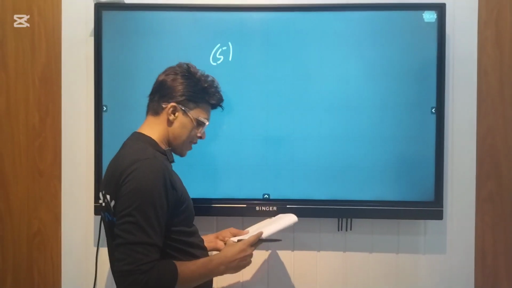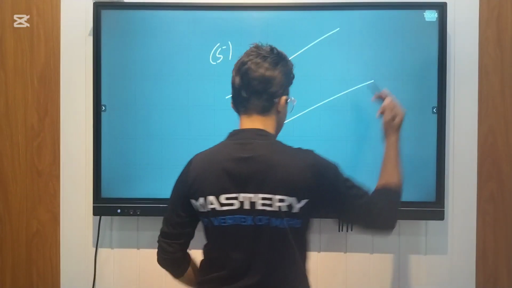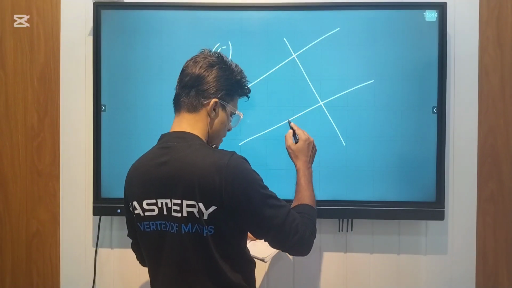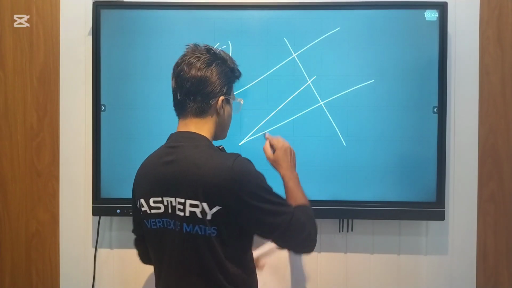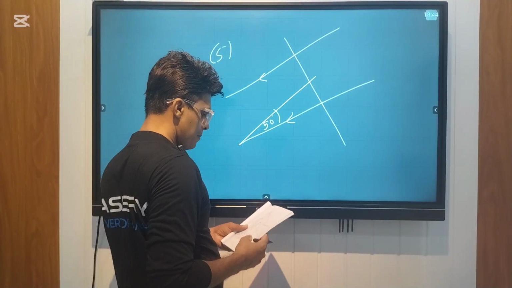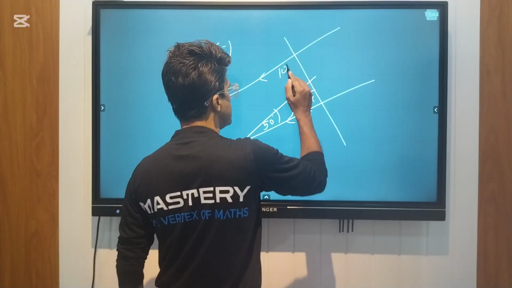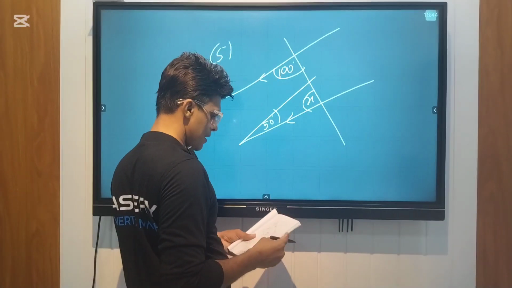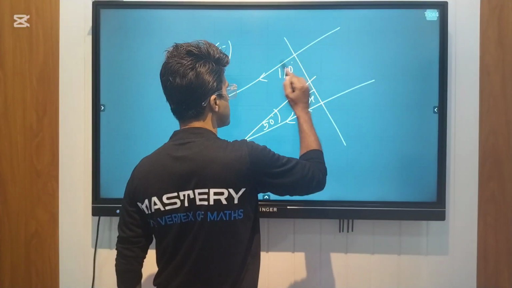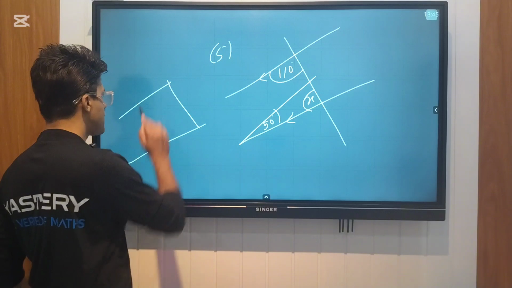The fifth question is find the values of x and y here. Yes, this is 50 degrees. It has been given that these lines are parallel. When these lines are parallel, we are easily able to get the value of x here. It has been given that this angle is 110 degrees. So think of this one. These lines are parallel.